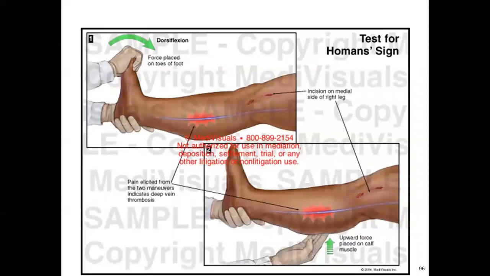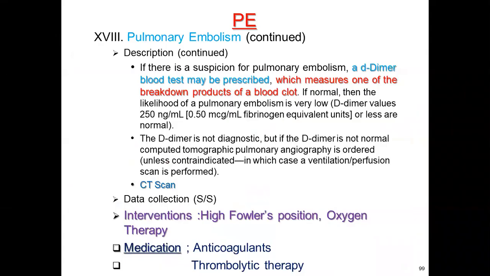Other tests we do for management of the patient include CAT scan or a laboratory study we call D-dimer. Elevated D-dimer indicates presence of a clot. Let me read it. If there is suspicion of pulmonary embolism, a D-dimer blood test may be prescribed, which measures one of the breakdown products of a blood clot. Elevated D-dimer indicates presence of a blood clot.